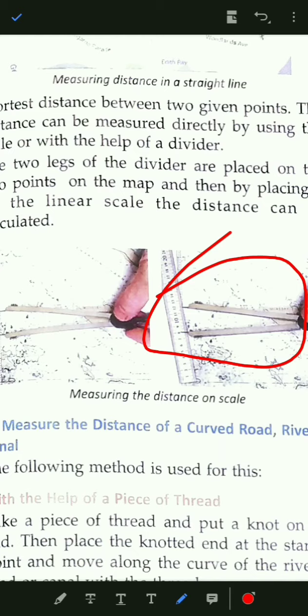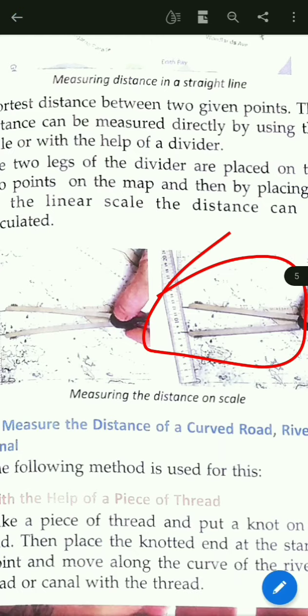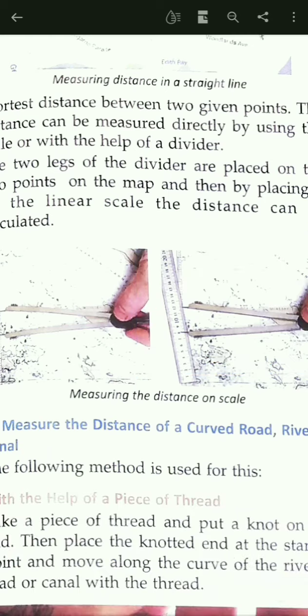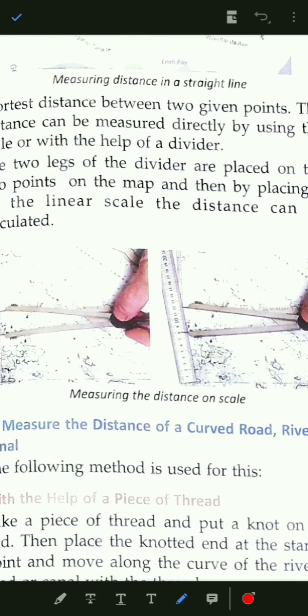Okay, so what you have to do is, first you have to measure the distance between the 2 points with the help of the divider. Then this divider you can place on a scale to see the distance between the 2 points. Okay student.